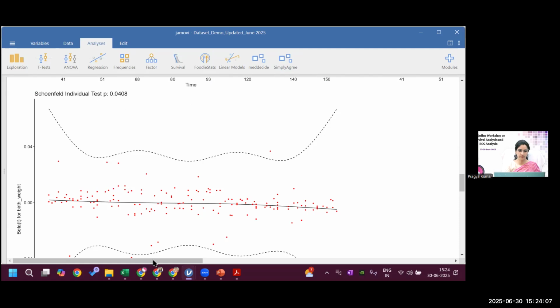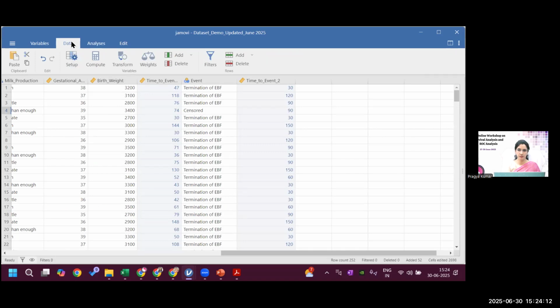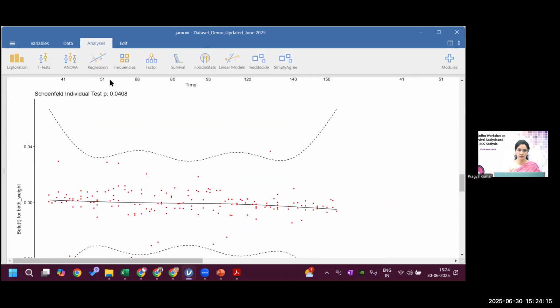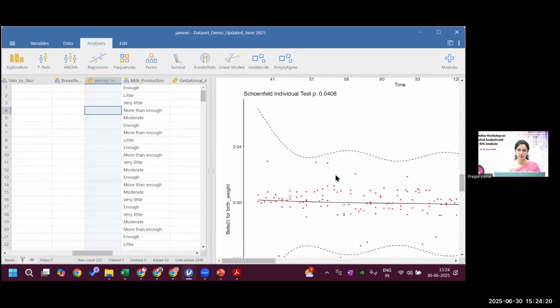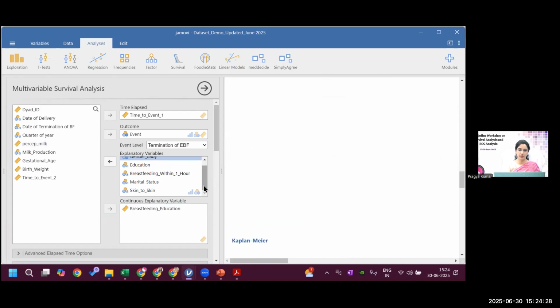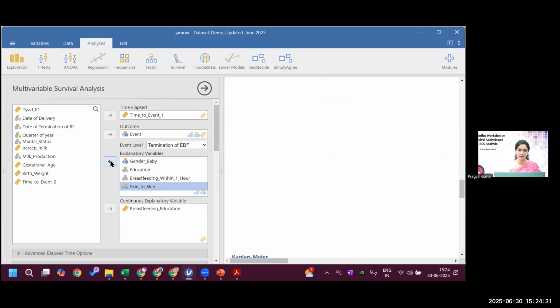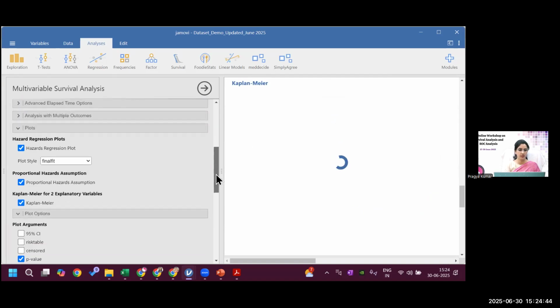And again, go to the data. Now I will move the variables back, because in this only breastfeeding education was there. So marital status, skin to skin contact, only 3. Gender, maternal education, breastfeeding education, and early initiation of breastfeeding. Only these 4 variables. We have plotted that.